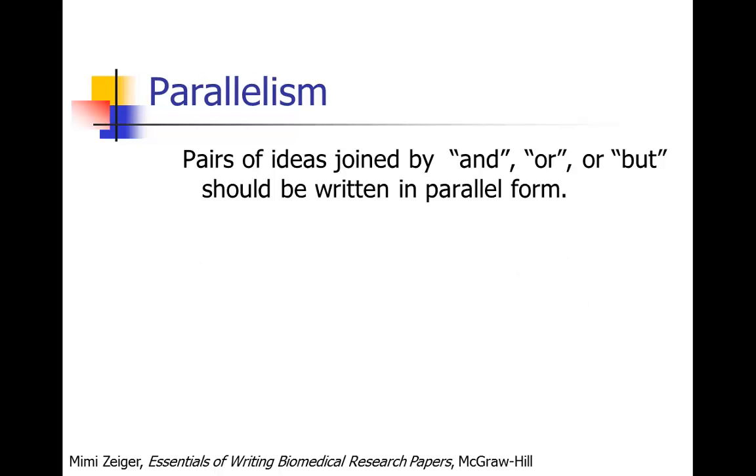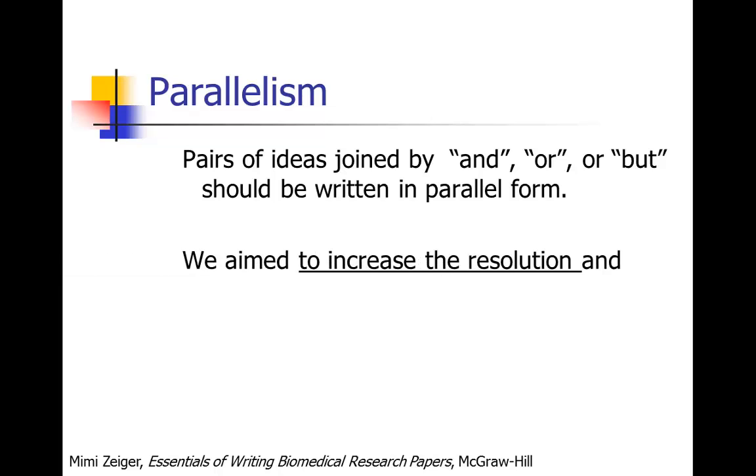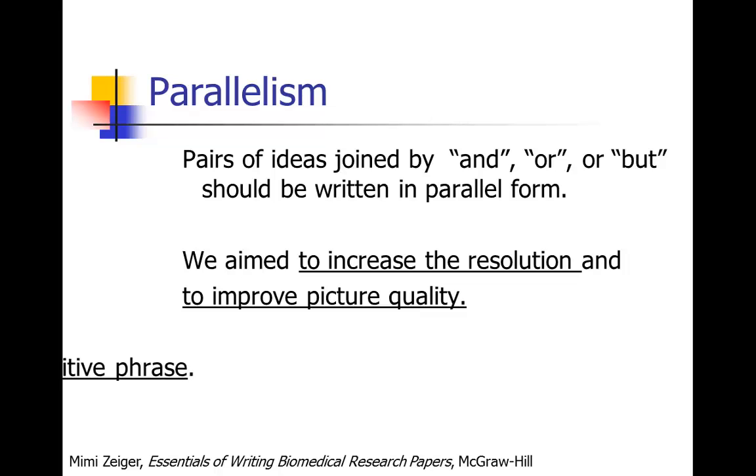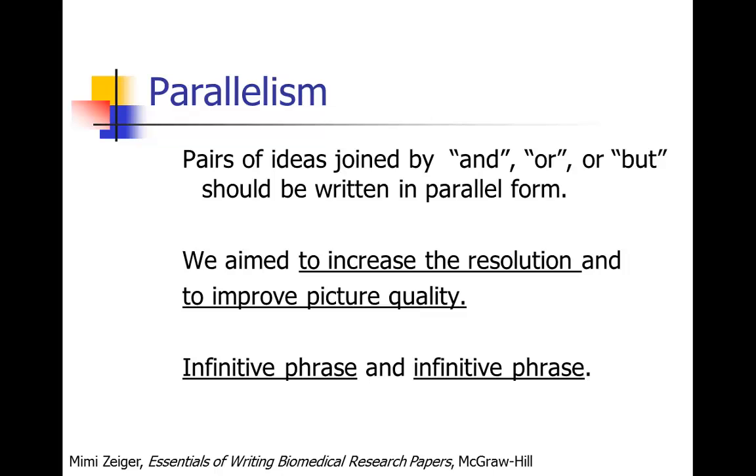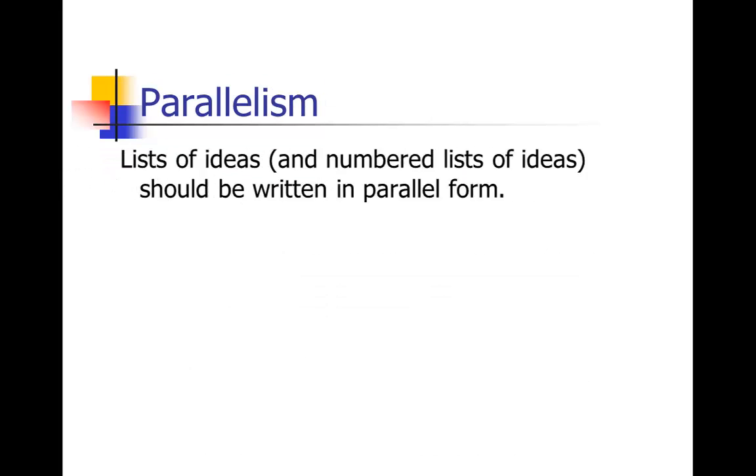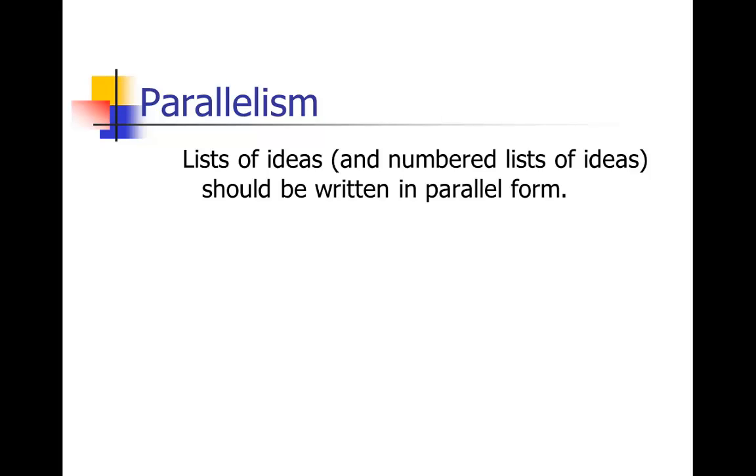Here's another example of pairs of ideas joined by and or but needing to be in parallel form. So you would say, we aim to increase the resolution and to improve picture quality. So notice we've got an and here connecting those two ideas, and they're both an infinitive phrase. So we get infinitive phrase and infinitive phrase. So you have to be careful when you've got pairs of ideas like that to make sure those are in parallel form. And of course, when you're writing lists, or numbered lists of ideas even, those need to be in parallel form as well.